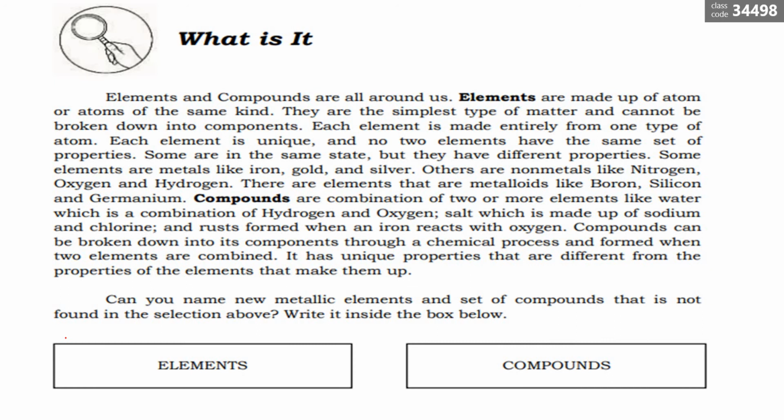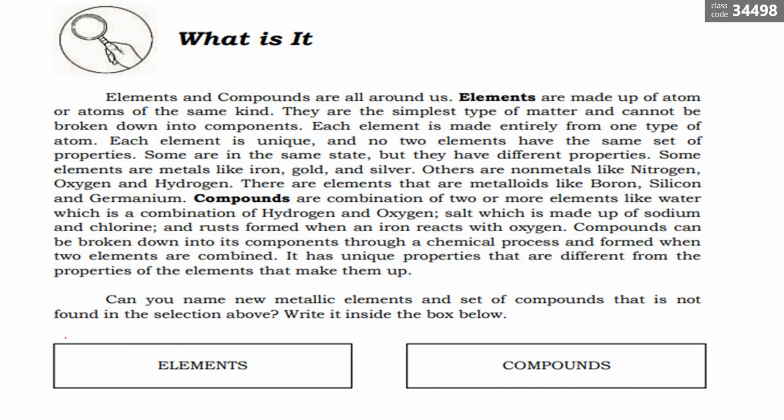Okay? Compounds can be broken down into its components through a chemical process and formed when two elements are being combined. It has unique properties that are different from the properties of the elements that make them up. Okay, let's proceed. Can you name new metallic elements and set of compounds that is not found in the selection above or a while ago? We can write it here in the box.